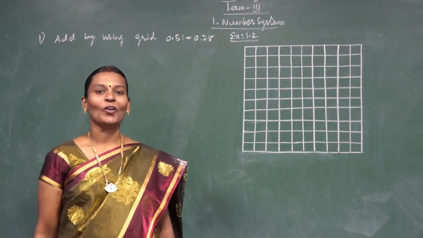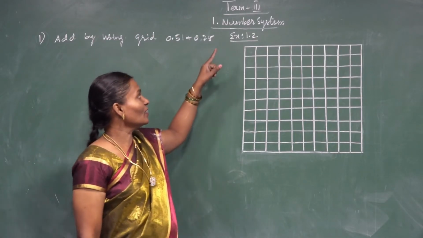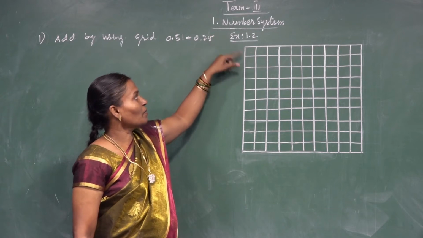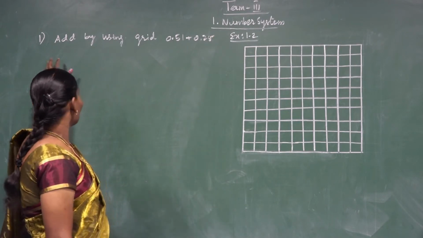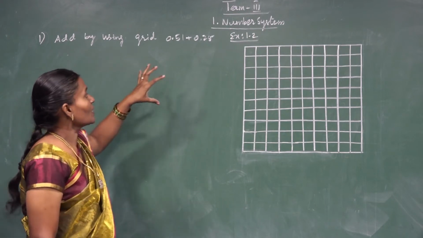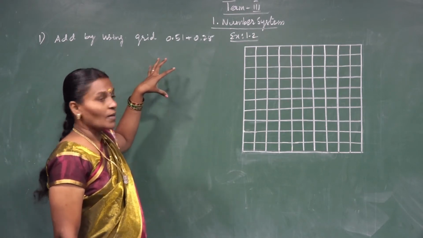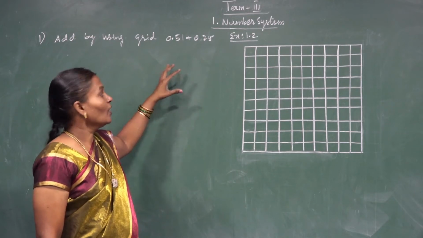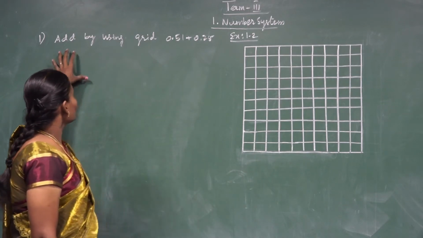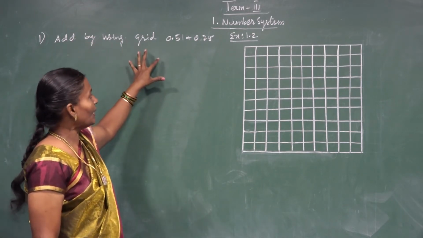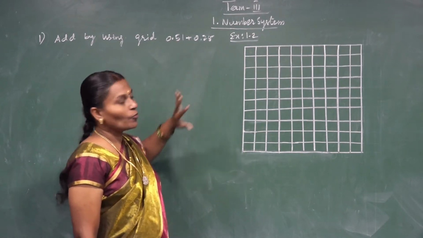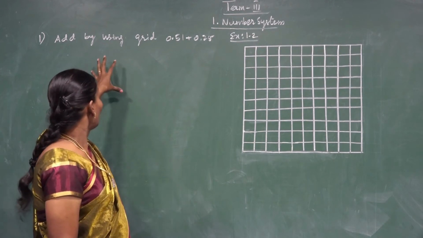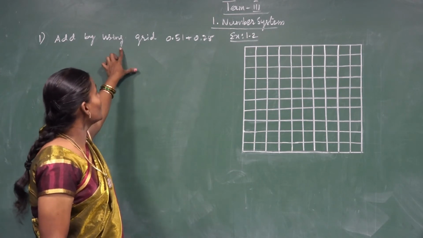Hi children, good morning. Today we are going to see third term, the first chapter, number system, exercise 1.2. This is the first sum. In this exercise, we do addition and subtraction of decimals. The first sum is: add by using grid, 0.51 plus 0.25.